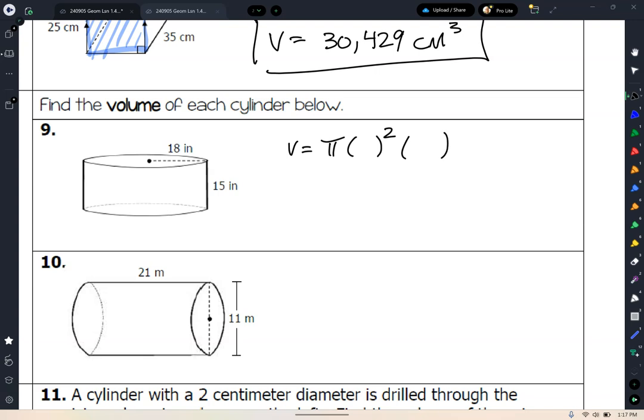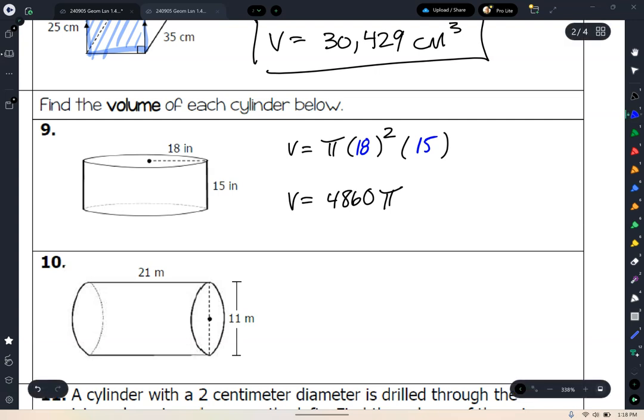What's our radius in this one? 18. Good. And what's our height? 15, right? And so then for this one, we would go volume is equal to pi times 18 squared times 15. Remember, square first, then multiply by the 15, right? PEMDAS, do your exponents before your multiplication. Okay, what do you get? 4,865 inches.